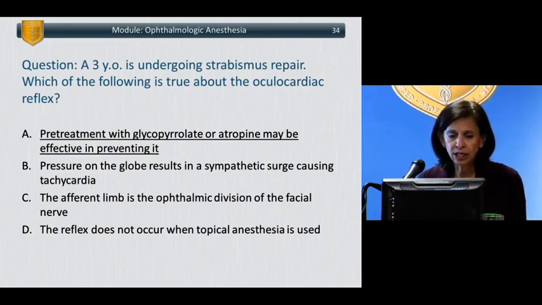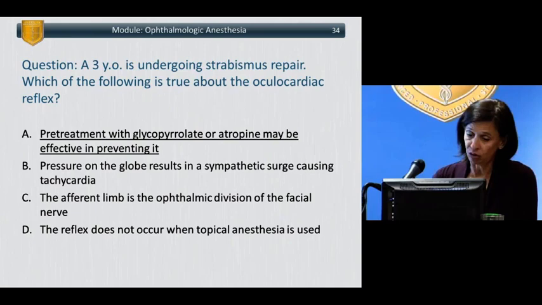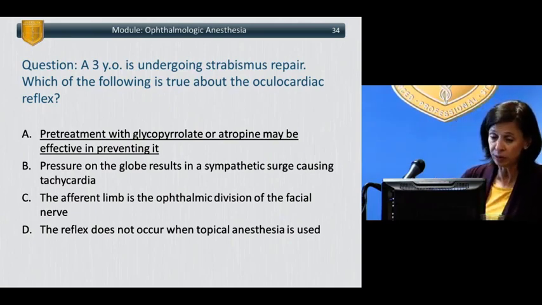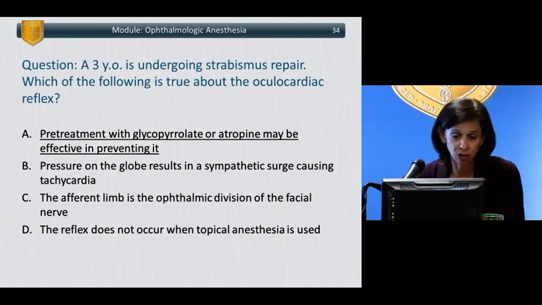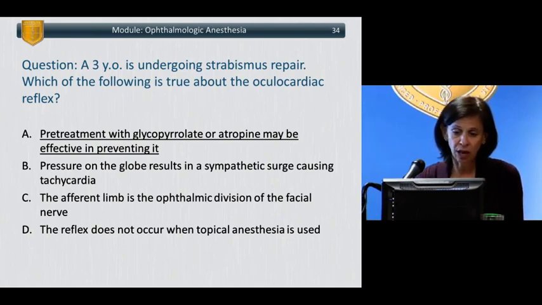So the correct answer is A. Again, pretreatment may prevent it. Pressure on the globe will cause parasympathetic stimulation and bradycardia. Again, the trick with C is the afferent limb is the ophthalmic division, but not of the facial nerve, because the facial nerve does not have an ophthalmic division. It's the ophthalmic division of the trigeminal nerve. And the reason D is not correct is because the reflex does not occur if a block is used, local anesthetic agents with a block, but it does occur if just topical anesthesia is used.